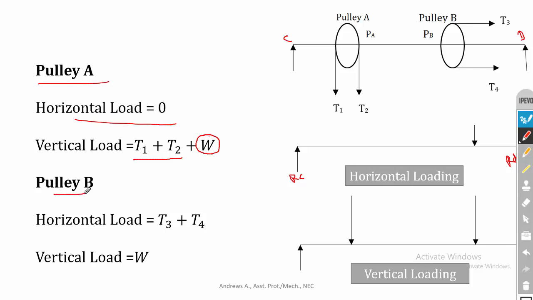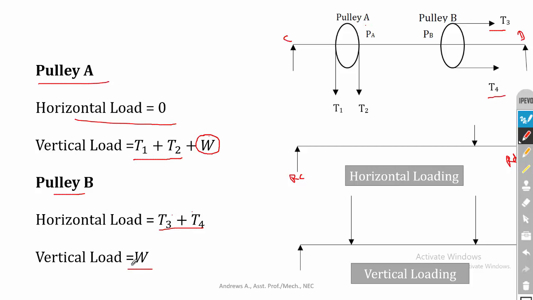Then coming to the pulley B. The pulley B is a horizontal belt drive. So the horizontal load is equal to T3 plus T4. You just add the tension. Remember that pulley A is a vertical belt drive. So that is why T1 plus T2 comes in the vertical direction. In pulley B, it's a horizontal drive. That is why T3 and T4 in the horizontal direction. Then if the pulley B has some weight, we know that the self weight will always act in the vertical direction. So you can consider the vertical load as W if the self weight of the pulley is given in the problem.